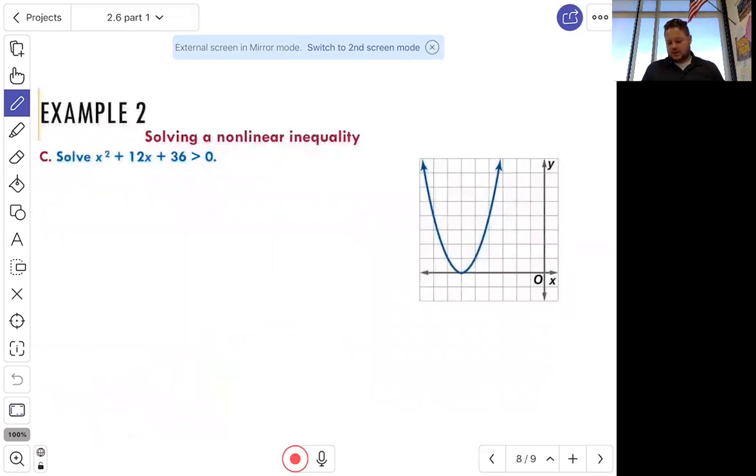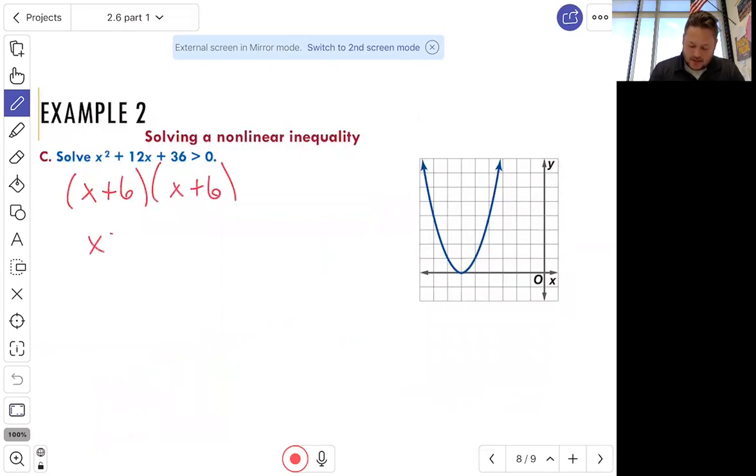We got one more question here. Now, this is asking us to solve this. Here's a quick little graph of what this is. And so it's saying x squared plus 12x plus 36 is greater than 0. Let's go ahead and factor it. I believe this factors. That's just going to be x plus 6 and x plus 6.